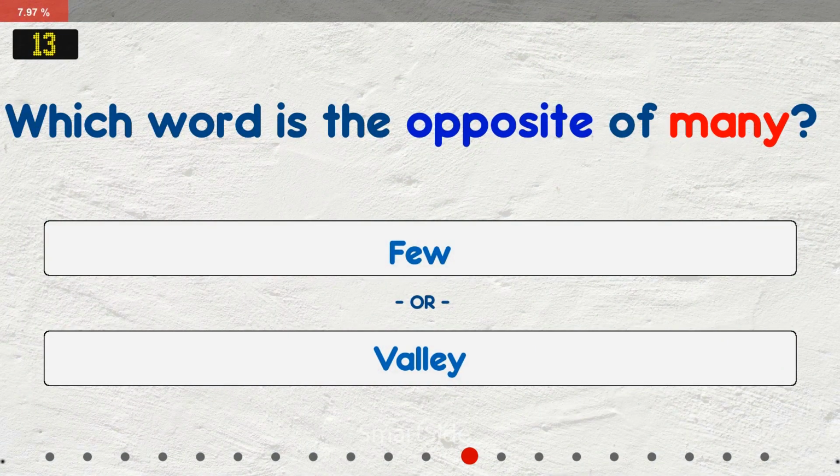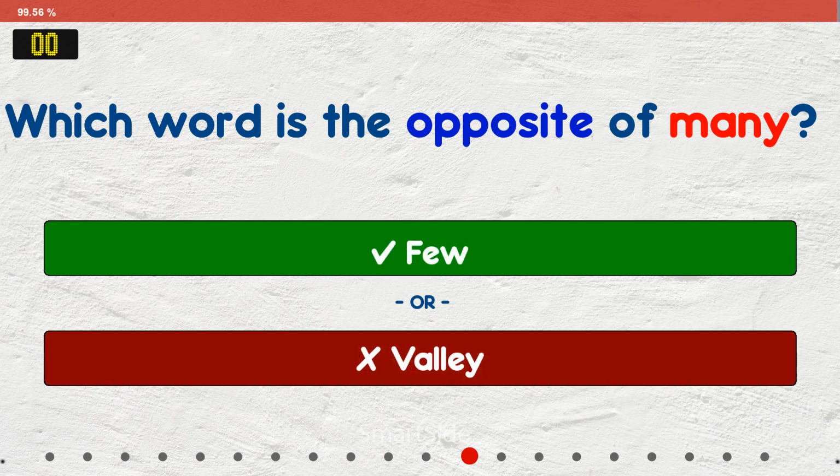Which word is the opposite of money? A, few. B, family. The answer is few.